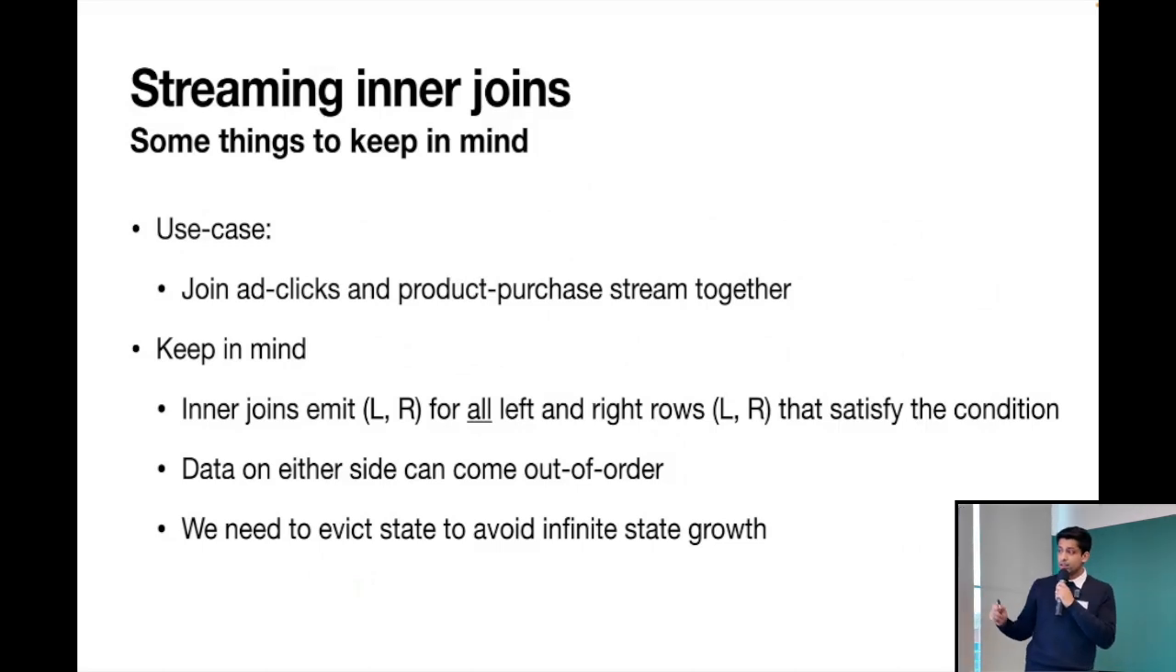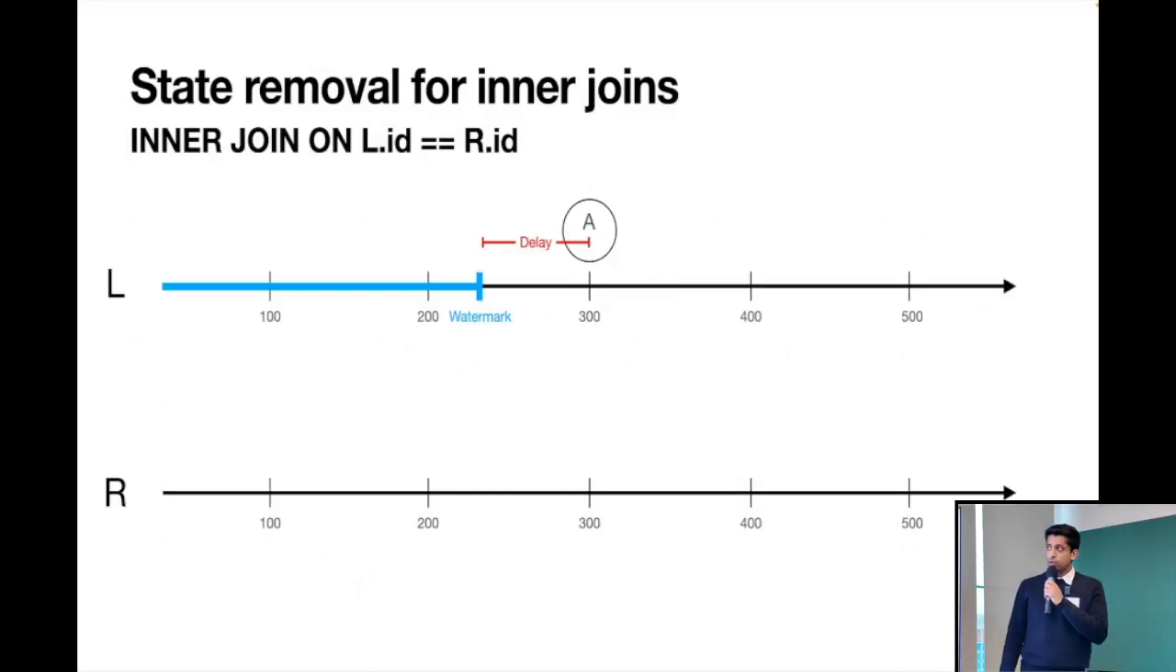Data on either side in the streaming join case can come out of order, and so we're going to use watermarks to help us account for this. And we need to evict records from our buffered state on both sides so that we avoid infinite state growth, because having infinite amounts of memory is not practical yet. So, state removal for inner joins. We're going to join on the IDs being the same.